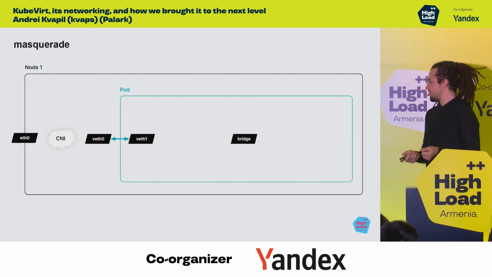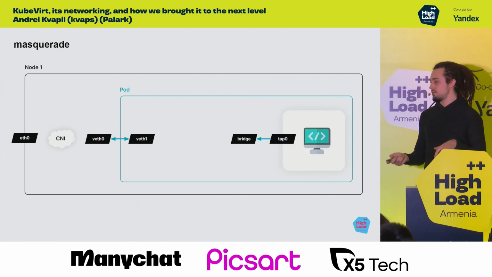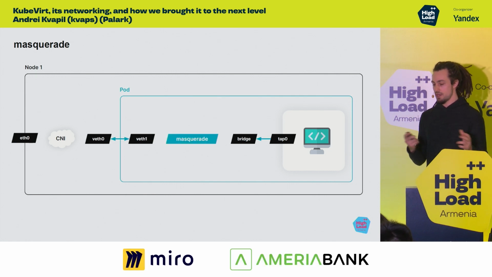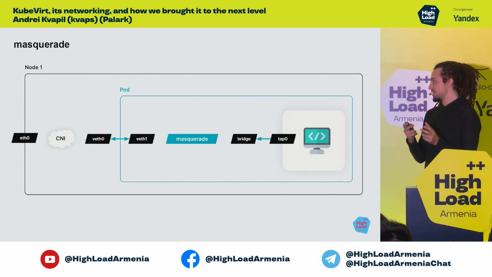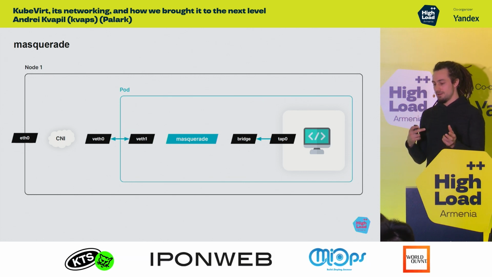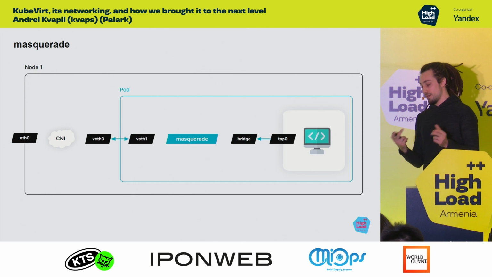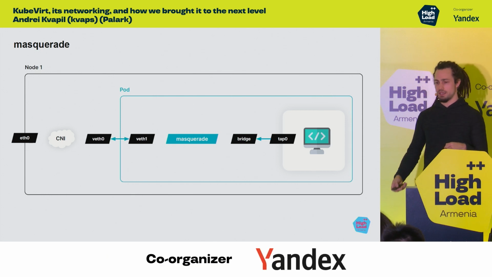Inside the pod, we have a bridge. This bridge is created by virt-handler, and the virtual machine is connected directly to this bridge. Between the bridge and the veth interface of the pod, we have masquerade rules, which are just standard iptables rules redirecting all the traffic between those two interfaces. Kind of complicated, isn't it?